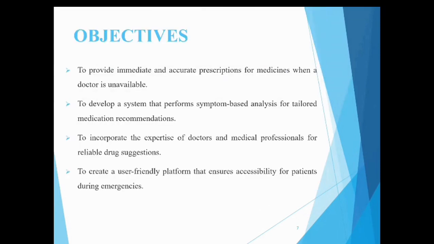So the next one is the objectives. People need medical help but can't get in touch with a doctor right away. The first goal is about building a system that can quickly suggest the right medicine based on the person's symptoms, so they can get help fast even when a doctor isn't available. The second one is to create smart software that asks users about their symptoms like fever, cough, pain, etc., and then studies those symptoms to suggest medicines that fit their conditions. This helps give more personalized and effective treatment suggestions.